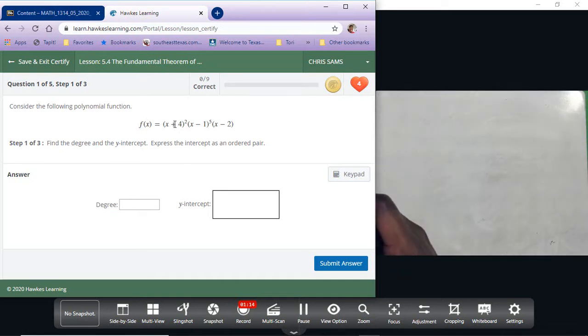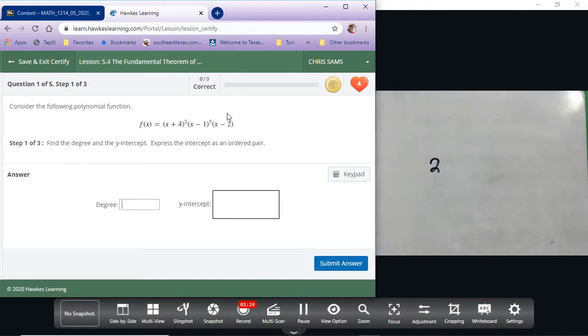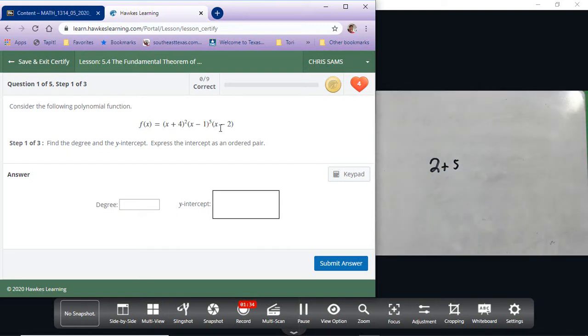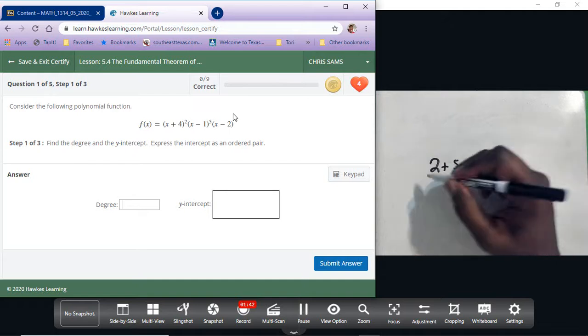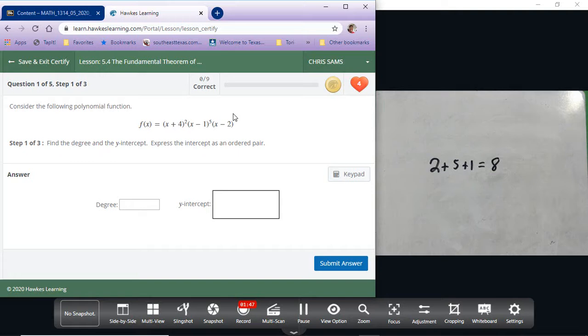need to count. So this term right here says we have 2 x's because of the exponent 2. So we carry that 2, and since we're multiplying, that means it's going to be one term. We now have this term which has 5 x's, so I have to add that to my degree. And this last one only has 1. There's no power, so it's understood to be a 1. So I have to do 2 plus 5 plus 1 when it's written in linear form, and this gives me 8. So if you were to multiply this out, you would get a polynomial of degree 8.